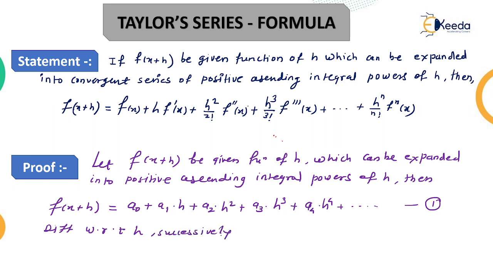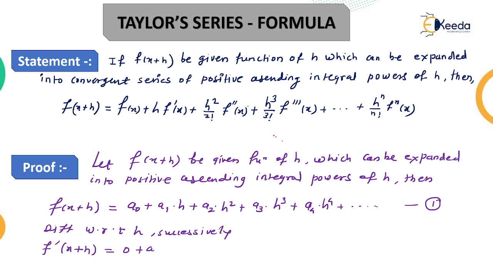Differentiating with respect to h successively. So how will it be? F of x plus h is differentiated. The first differentiation is f dash of x plus h, and that is equal to a naught, a constant term, so its differentiation is 0, plus a1 into h.